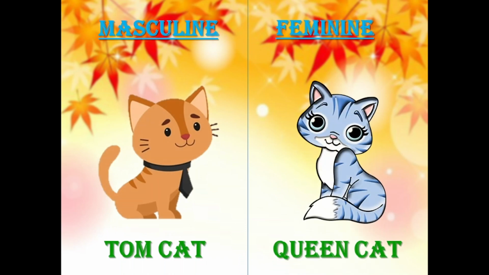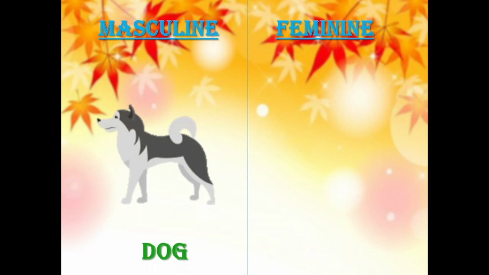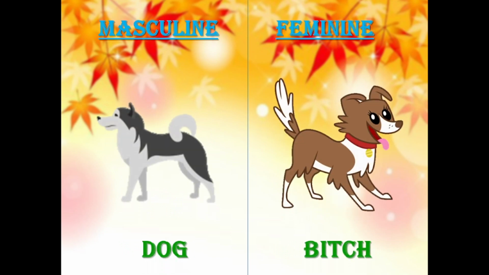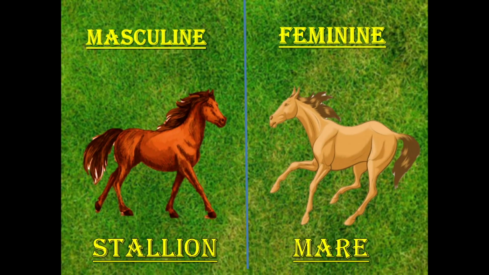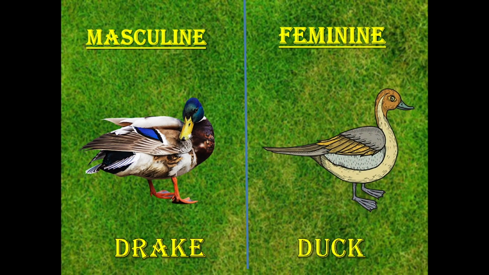So let's get started. The very first animal is cat. So the masculine of cat is tomcat and feminine is queen cat. Next in the queue is dog and bitch. Next animal is stallion and mare. Next in the queue is drake and feminine is duck.